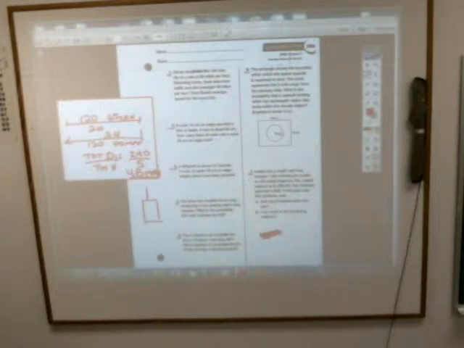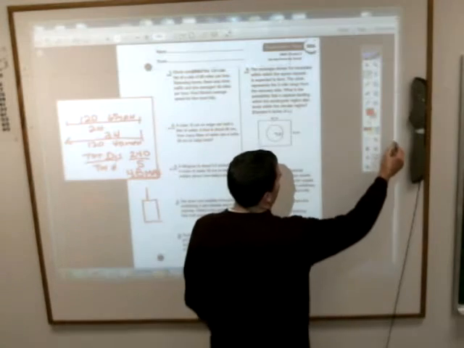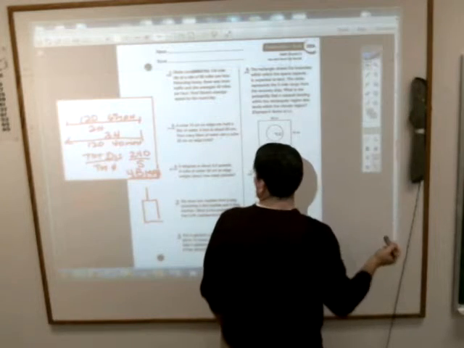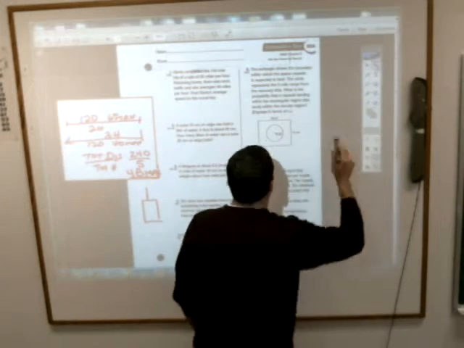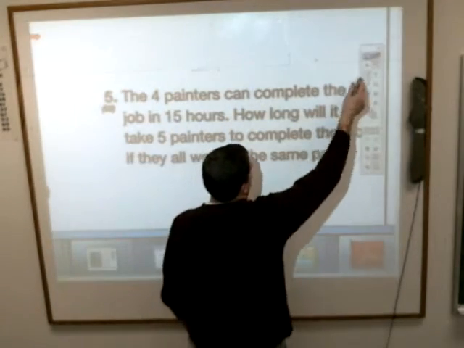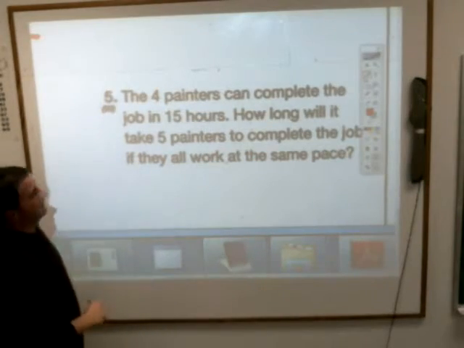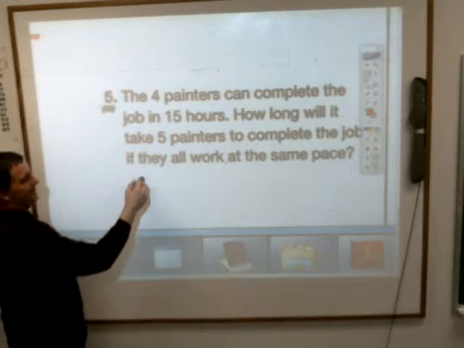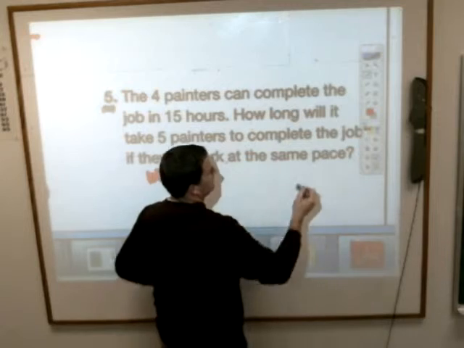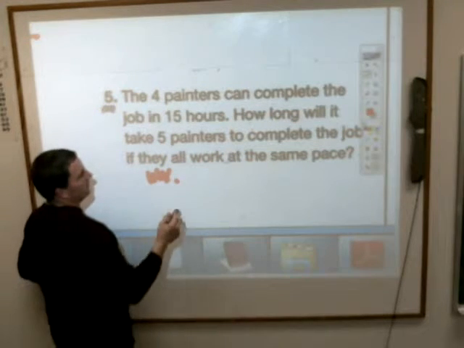Jackson, can you do number 5? One more. Oh, yeah. Number 5. The deal with number 5, I would say, is this, Jackson. Like I said, you know that this is inverse variation, which means the things multiply.